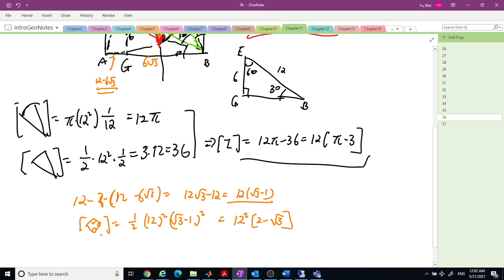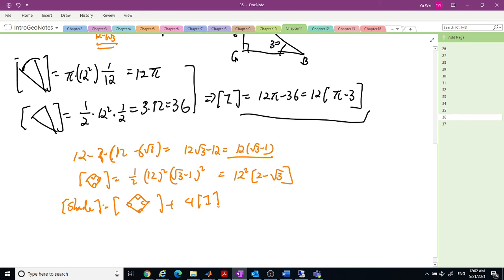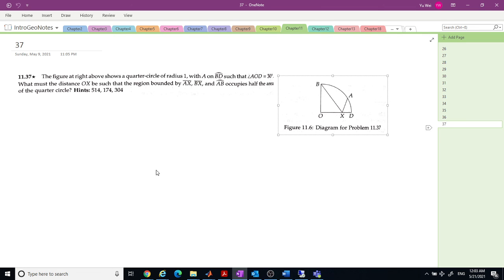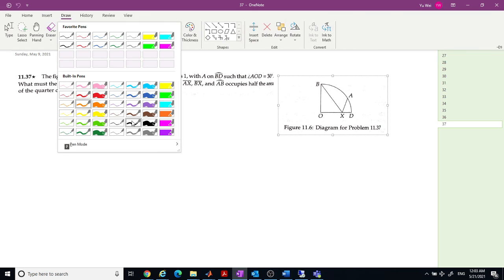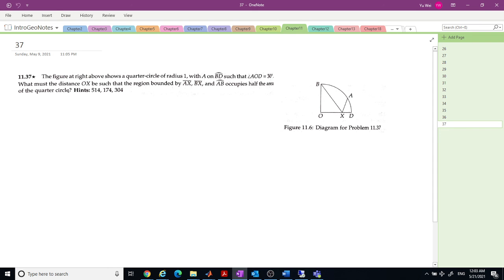So if you know this, right, basically the shaded area, like what we show, is the square plus the 4 of the 1. Okay, so now I leave the calculation for you. So the final answer will be 144 minus 144 root 3 plus 48 pi. Okay, then this will be the final question for this chapter.